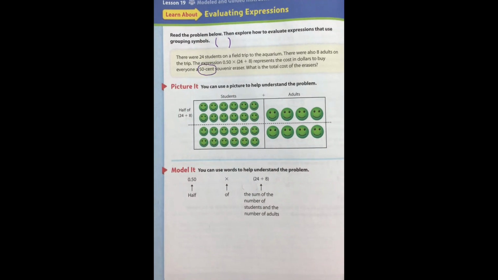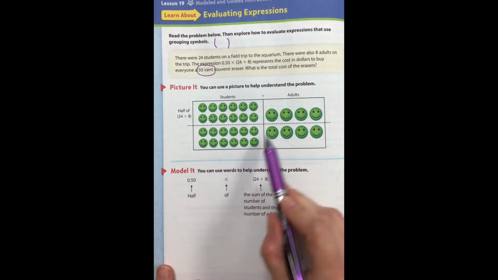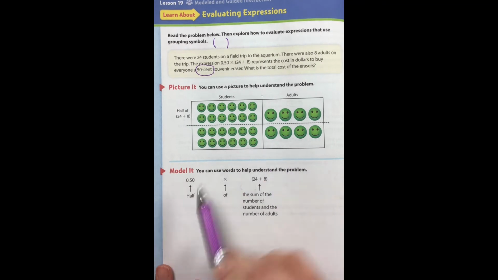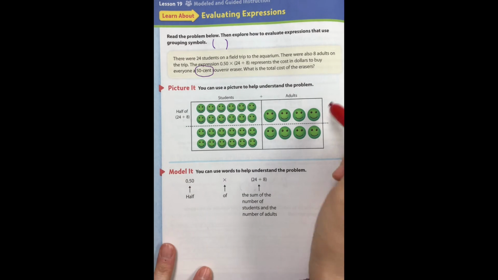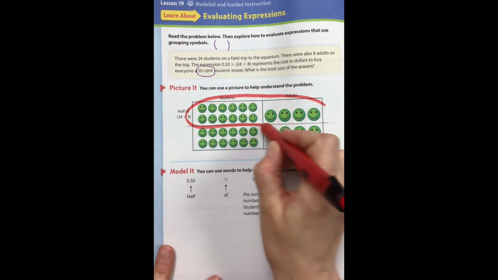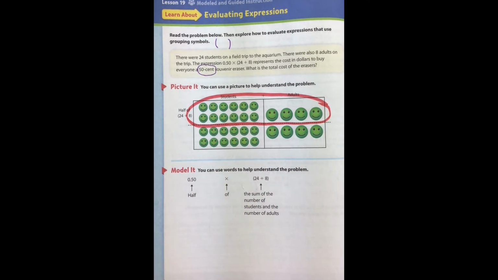So let's look at picture it. How could we use that picture to solve it? Do I have to actually add every single one of these frogs and then cut it in half? No. What's the picture helping me out by doing? It splits it up in half, so I don't have to count every single one of them, right? I just have to count up half of them, like the top half or the bottom half.